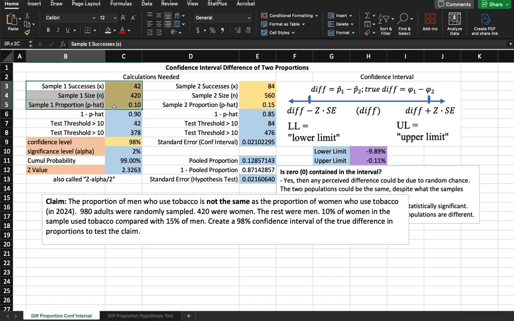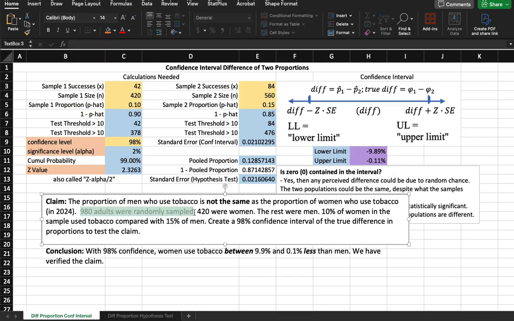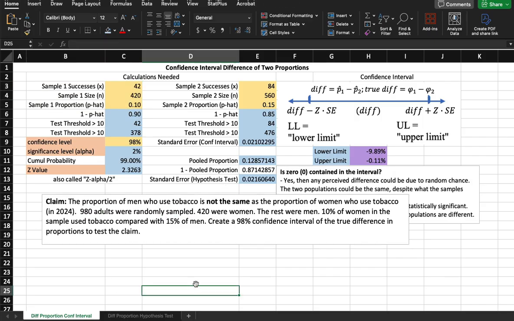Sample 1 is going to be, we're splitting up our data. We had a sample of 980 adults. That's what the information tells us. We had 980 adults that were randomly sampled. A portion of them identified as women and a portion of them identified as men. So we're going to separate the data into those two groups, and we're going to see if there is, in fact, a statistically significant difference between the two proportions.